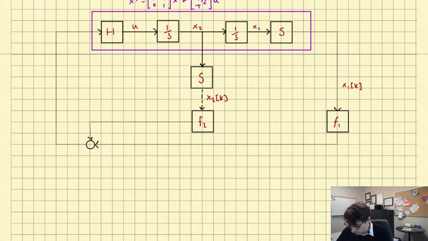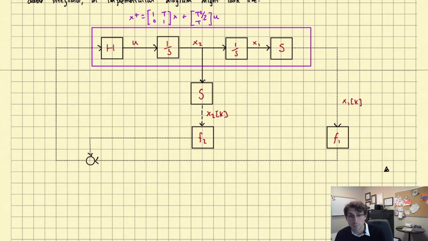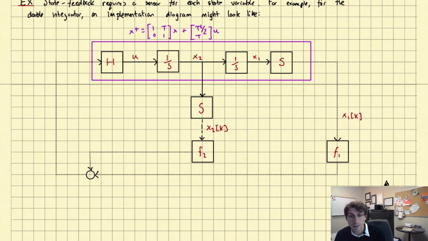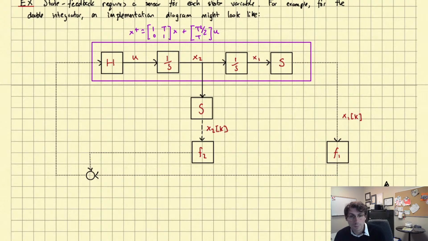So this is what the implementation diagram might look like in the case of a double integrator. Of course, you have to pick the values of F1 and F2, but what you see is that it requires more sensors. And so we'll deal with that in a moment, but I wanted to just emphasize that in an example, right? Like this controller that we're using may not be feasible in some cases, or it might be too expensive, right? Maybe you can do it, maybe the sensors exist to do this, but you don't actually want to put those sensors there.